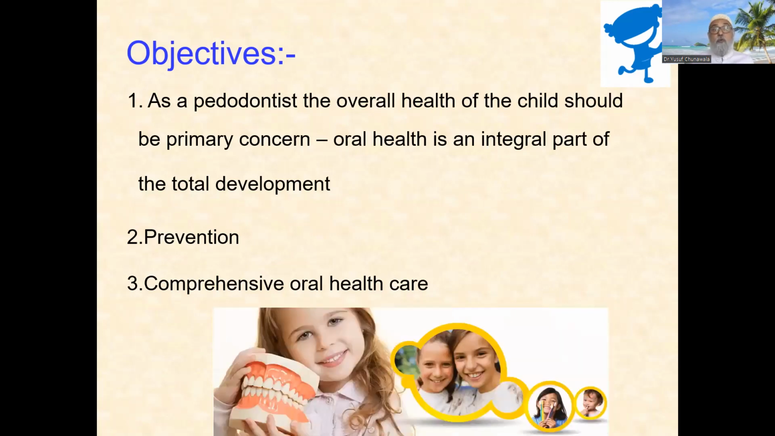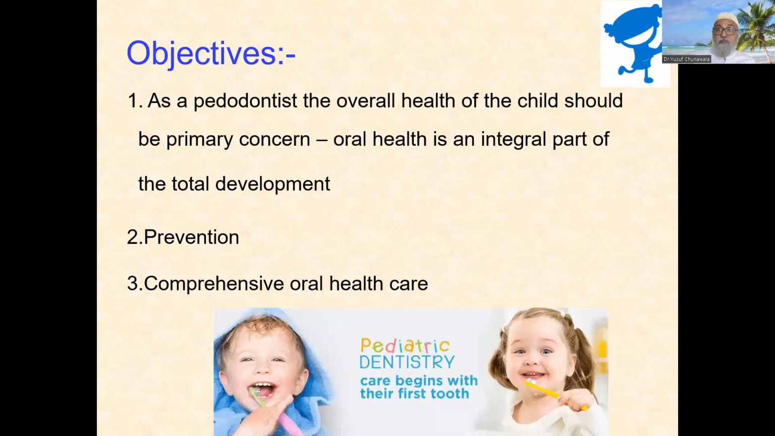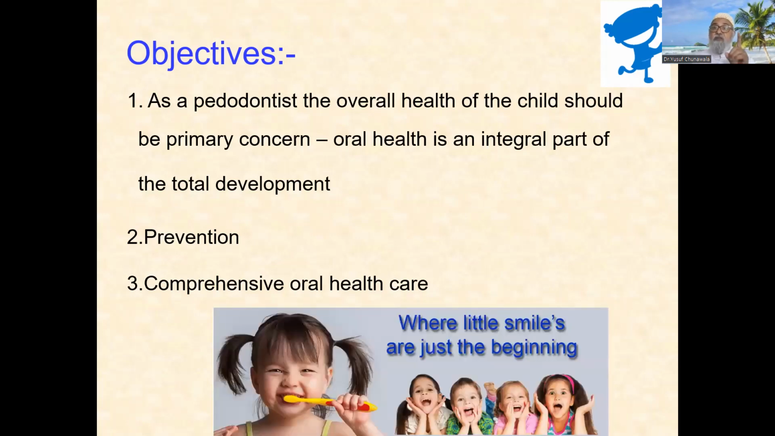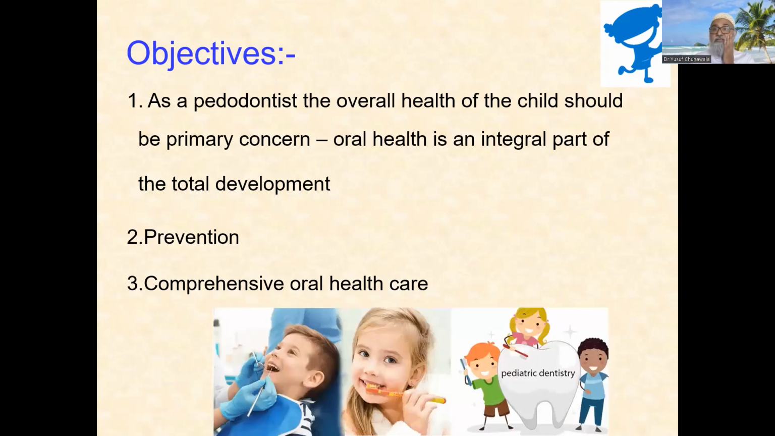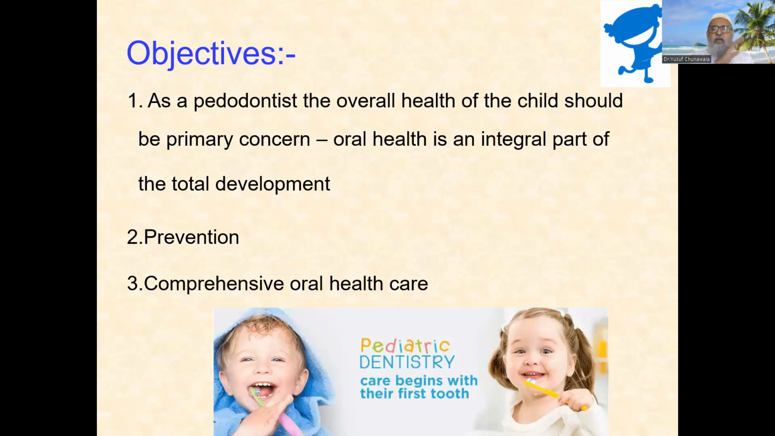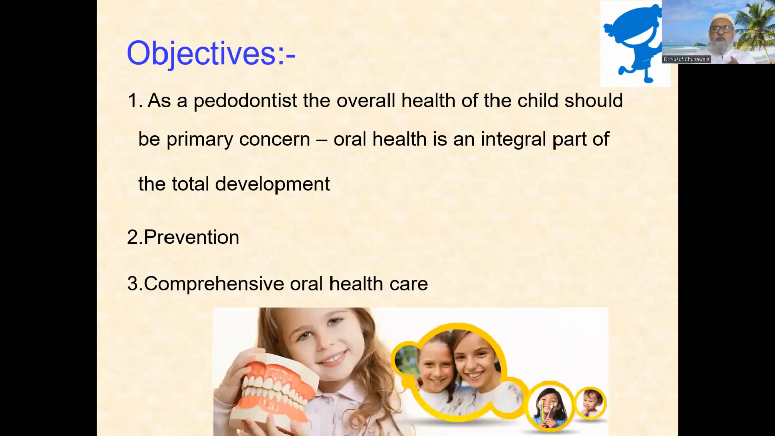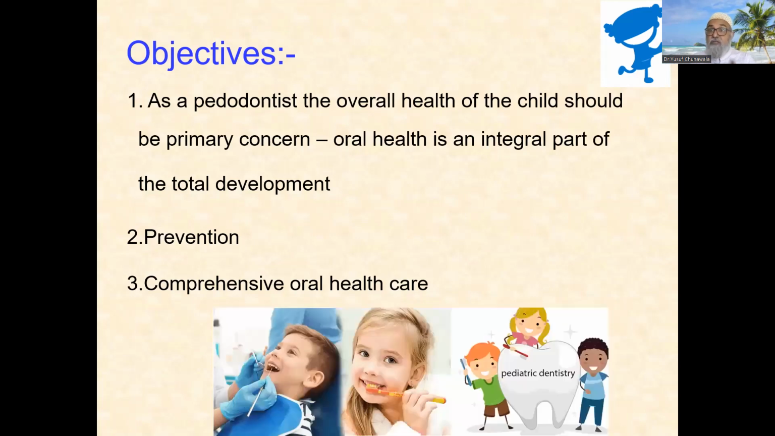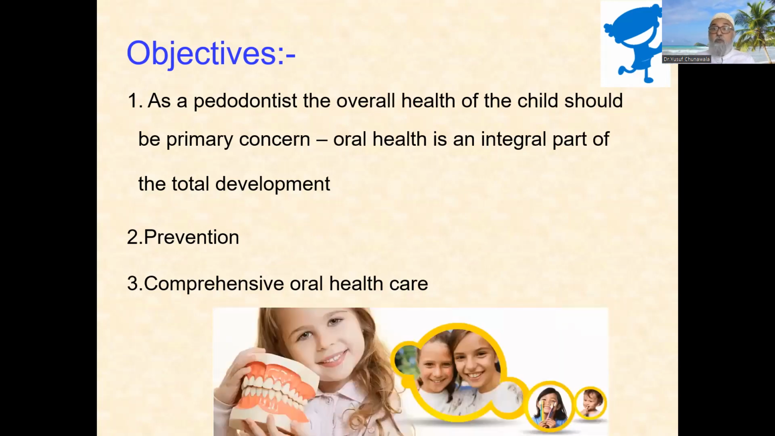Then the third part is comprehensive oral health care. When we talk about comprehensive care, don't just treat the one single tooth for which the child has come with the chief complaint. Your aim should be to treat the entire oral cavity. If there is a painful tooth and swelling, you might do an extraction. There is always a possibility that the patient might just go away.